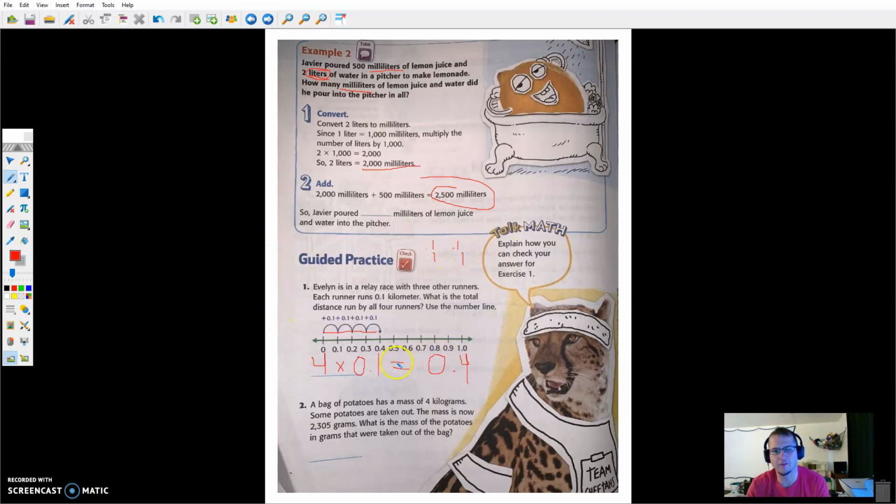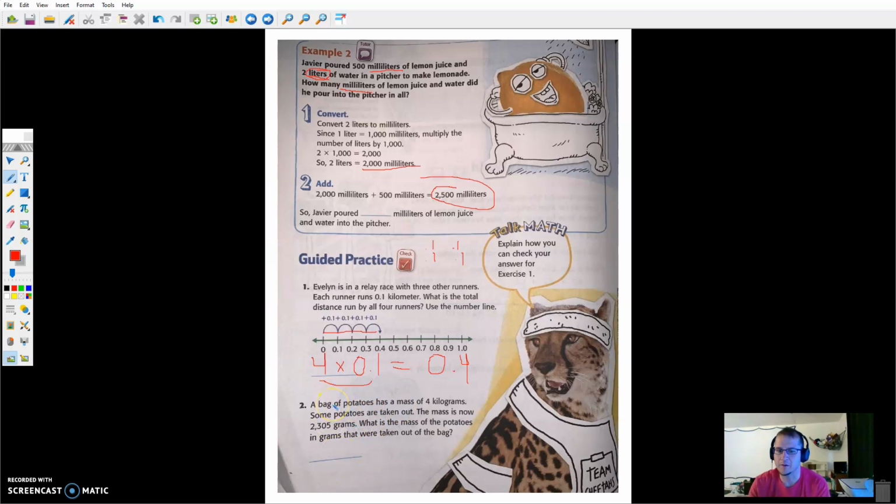Okay, so there's 3 different ways we could have figured out the same problem. We could list them out and count. 1, 2, 3, 4. There's 4/10. We could draw the number line and jump it along. Or we can just multiply. 4 times 1/10 is 4/10. Let's look at the next one.